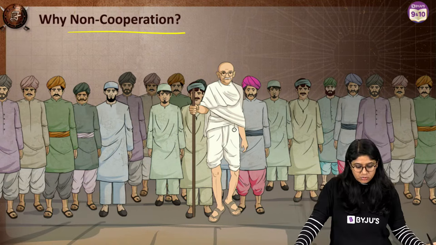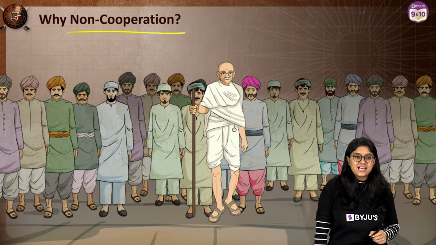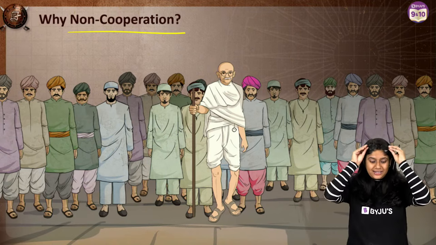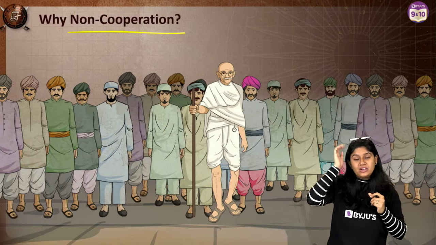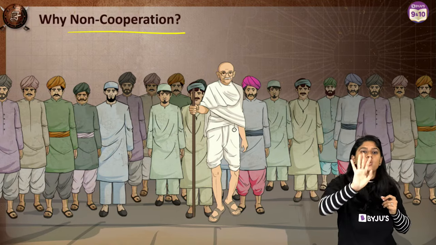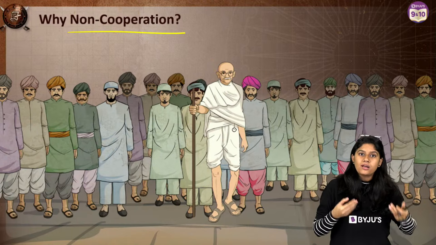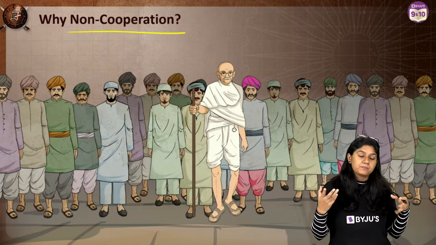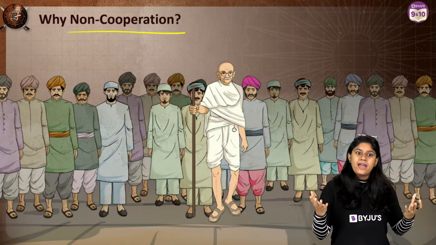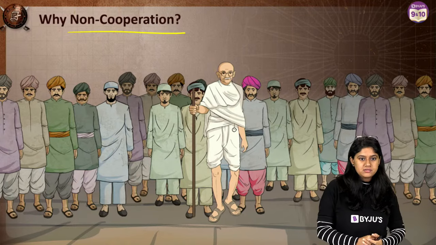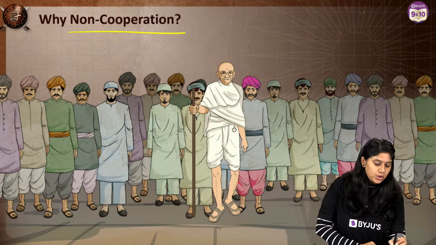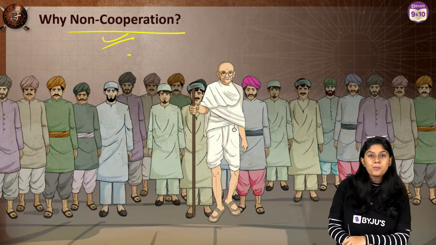Why non-cooperation movement? Now, Gandhiji realized that we can easily get our independence, right? We'll be able to get our freedom only if we don't cooperate. It's a very simple word, right? Everyone, I'm sure we all are aware of the word cooperation. We cooperate, right? Your teacher will say, everyone cooperate with me. Yes, we do that, right? So, what is the meaning of non-cooperation over here?